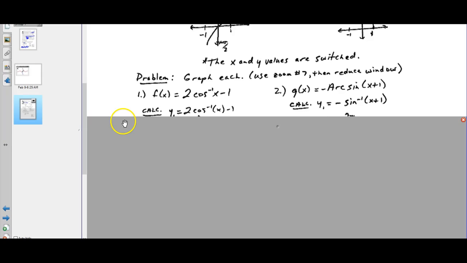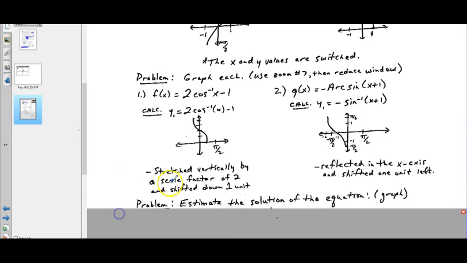Okay, so hopefully you considered that and you realized, hey, it's going to stretch vertically by a scale factor of 2. You're going to shift down by 1. Over here, you're going to reflect over the x-axis because of that negative outside. And inside, remember we have to concentrate on the +1 inside. We're going left.